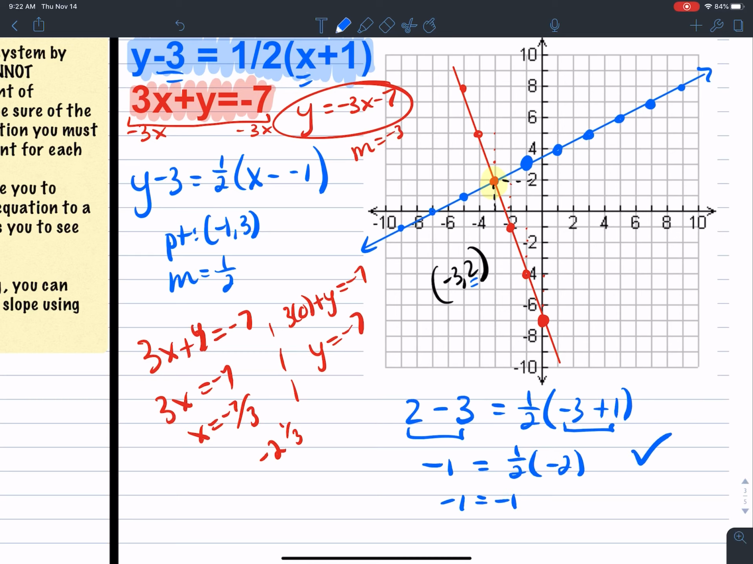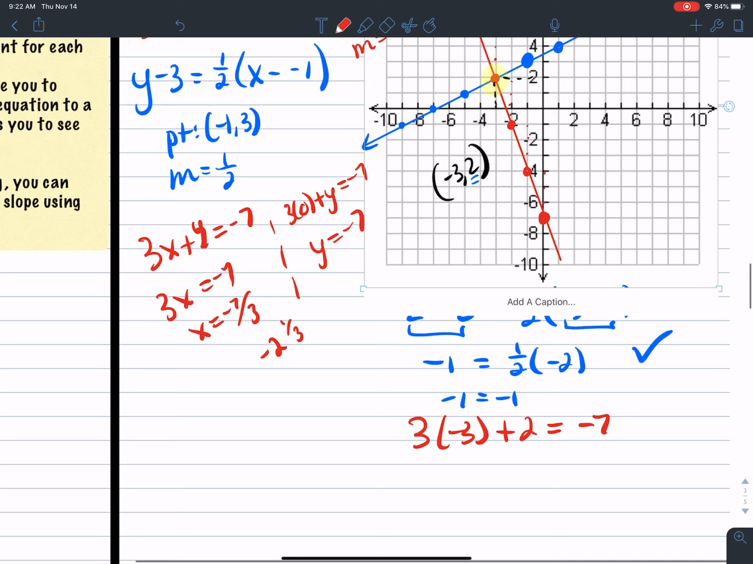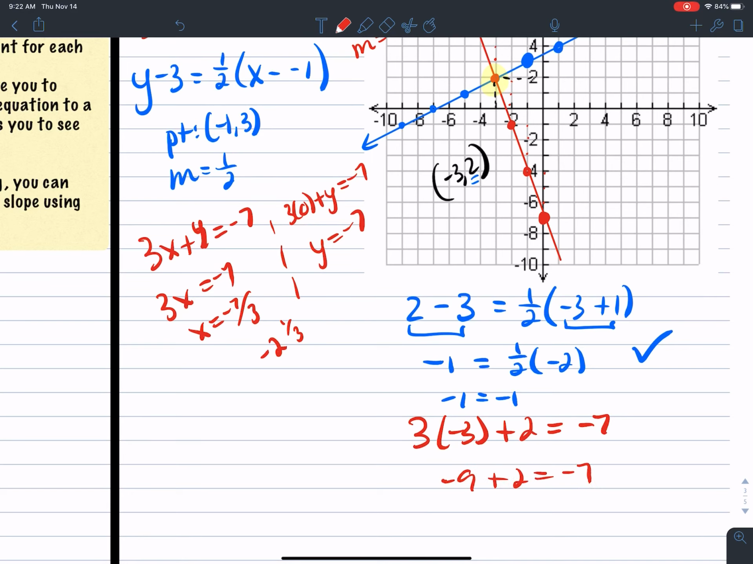So it made the blue one true, and we can make sure that it makes the red one true as well. For the red one, instead of x, we think our x value is -3, and instead of y, we think our y value is 2. We're hoping that gives us -7, and we do see that it does. -9 plus 2 is equal to -7.